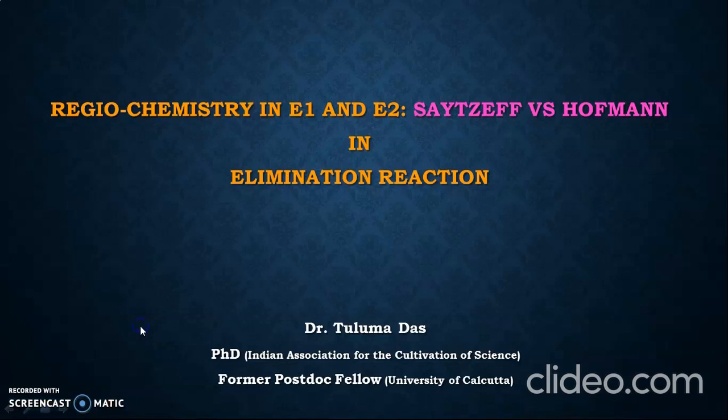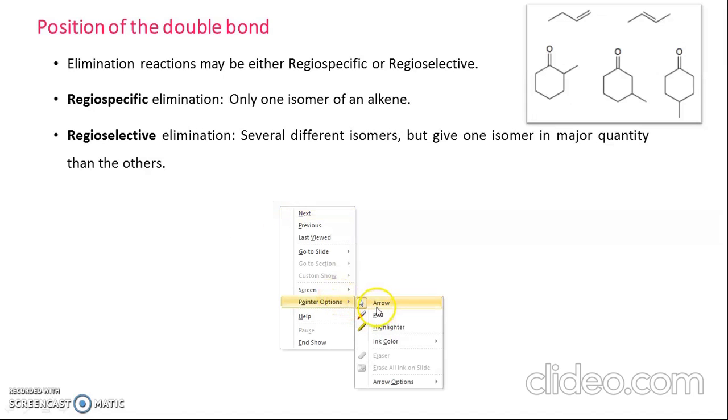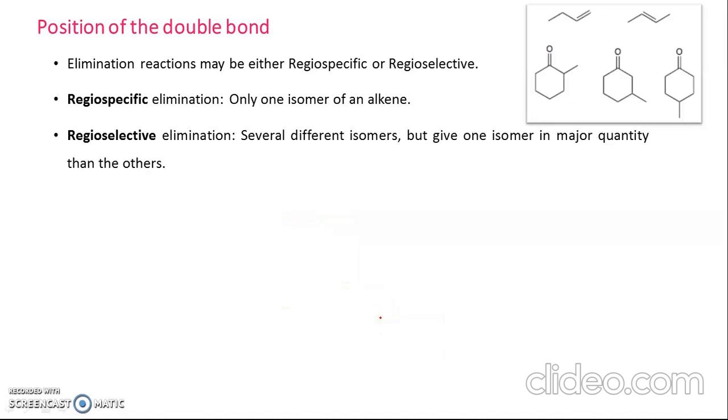Hello friends, so in the fourth video of elimination reaction, we will talk about the regiochemistry in E1 and E2 mechanism, that is basically the Saytzeff versus Hofmann product. So first of all, we have to know the position of the double bond. That is actually whether it is Saytzeff product or Hofmann product.